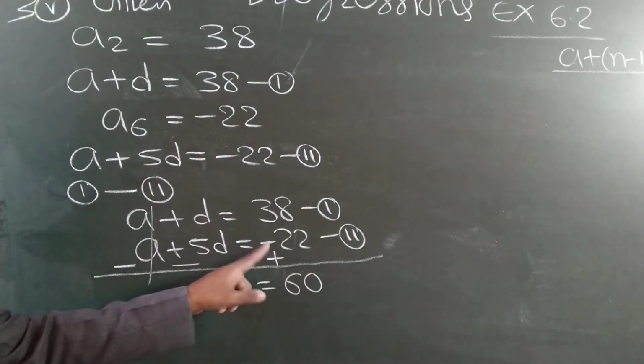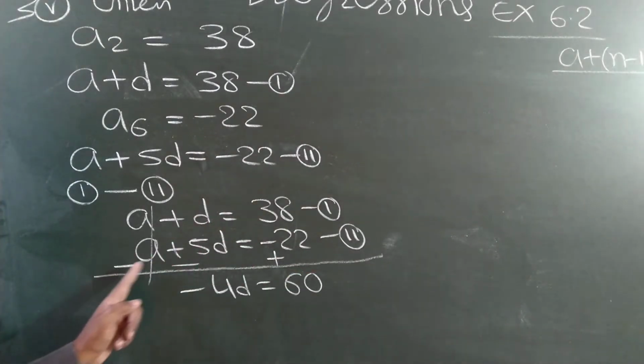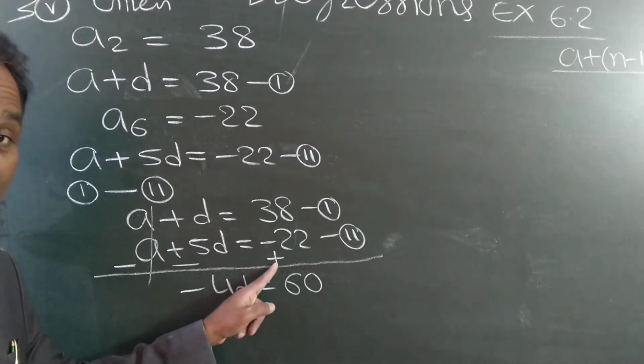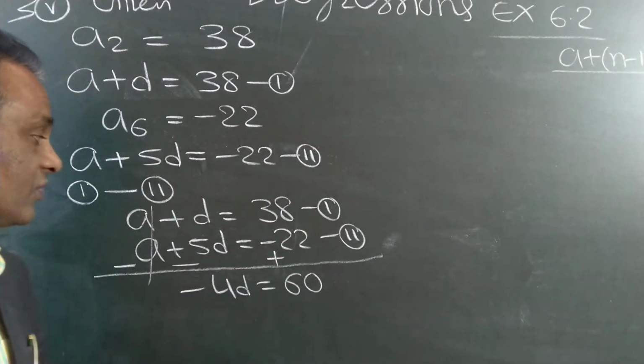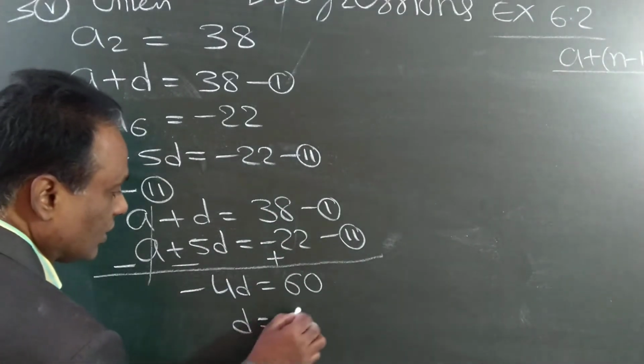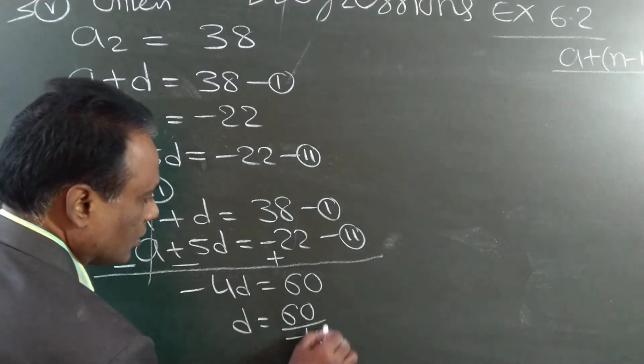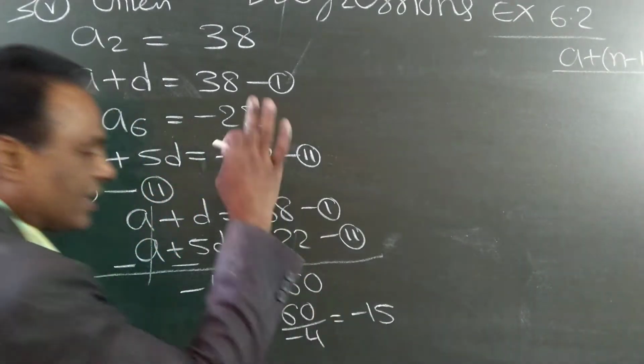38, actually it was minus, but when we are subtracting, this will become minus, this becomes minus, minus will become plus. So, 38 plus 22 is 60. D is equal to 60 by 4, minus 50. We got the D value.